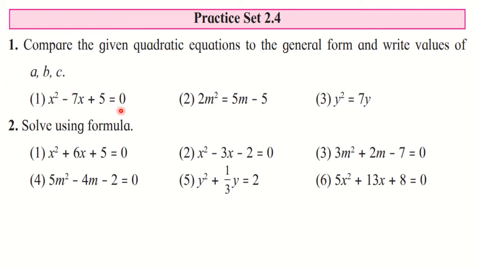For example, this is the general form. Here A is 1, B is minus 7 and C is 5. This way you have to write only the values of A, B, C. And question number 2: solve using formula.